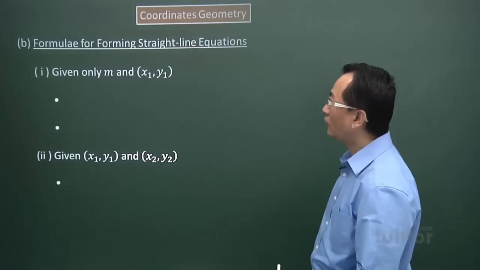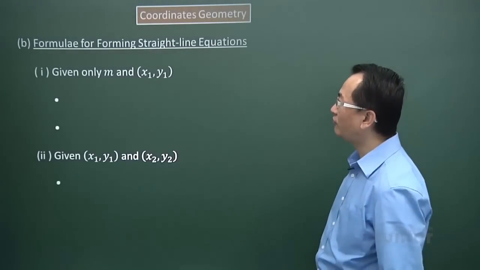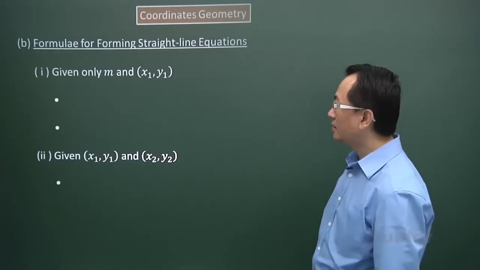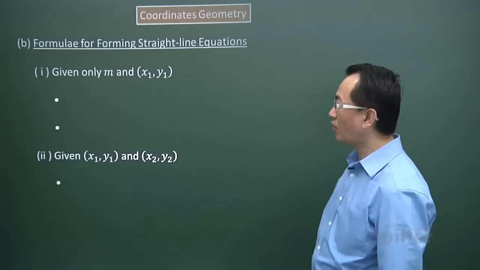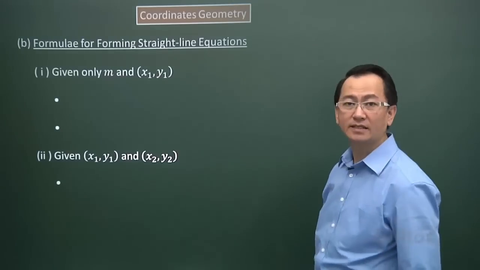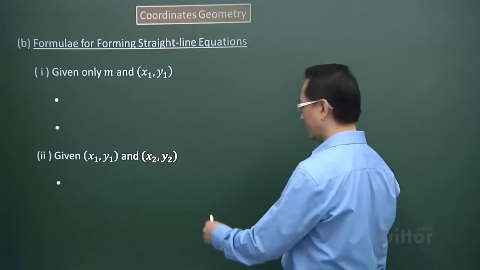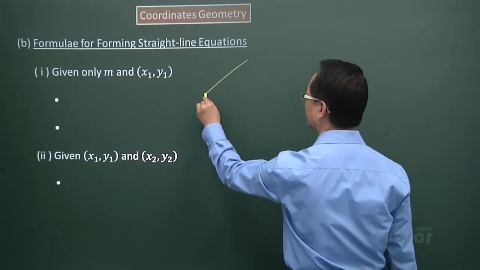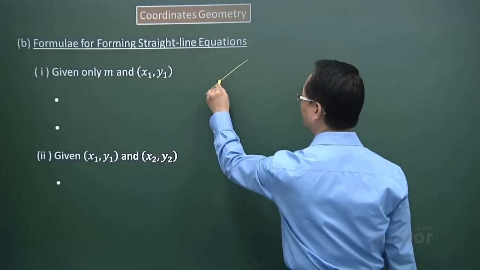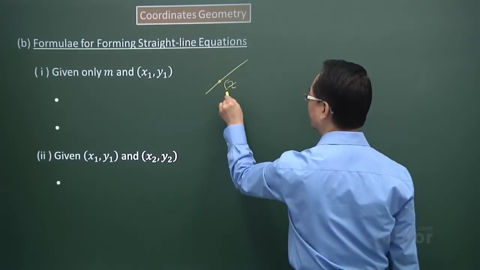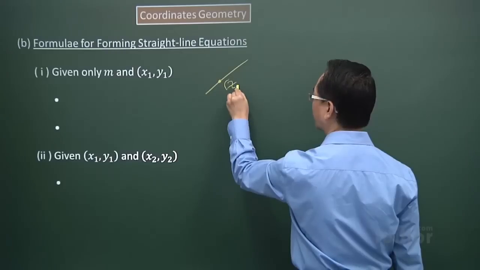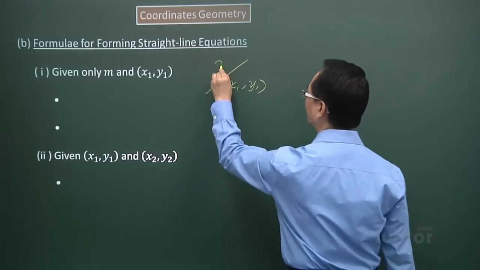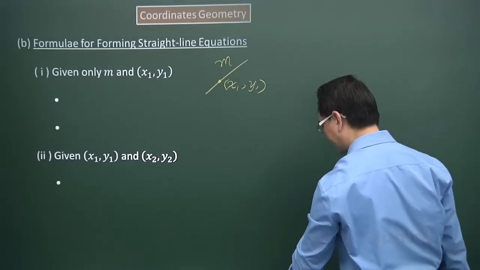Now, for point B, forming straight line equations, there are two cases. The first one, given only the gradient and a point. The arrangement could be this: a point here on a straight line, the coordinates are x1, y1, and the gradient of the line is just m.